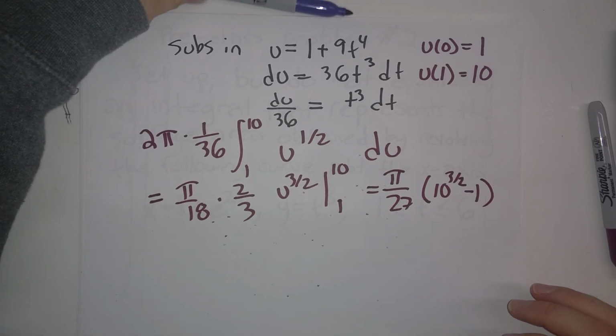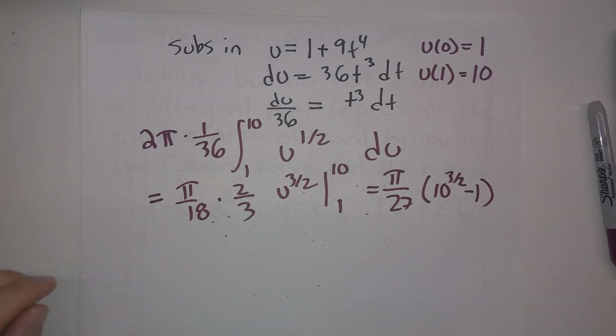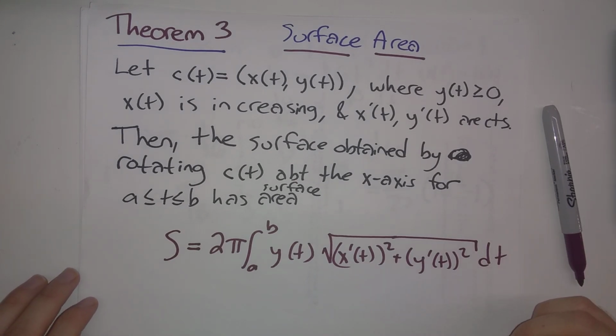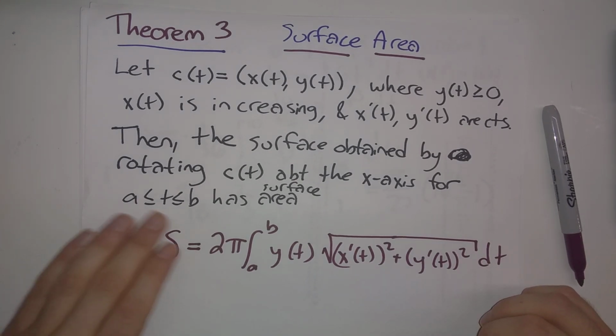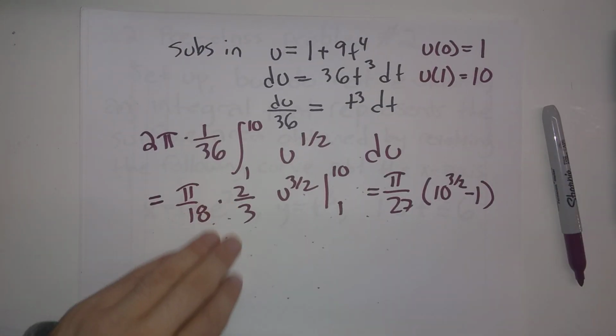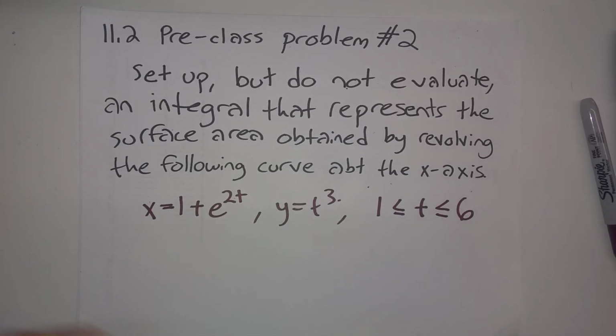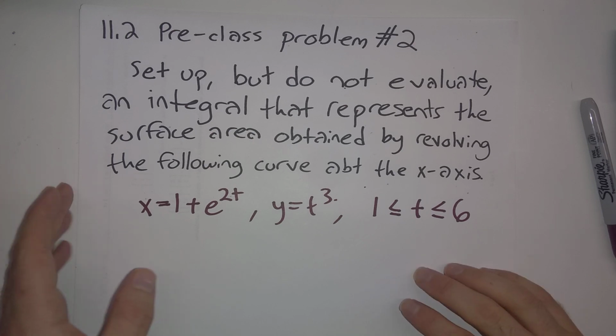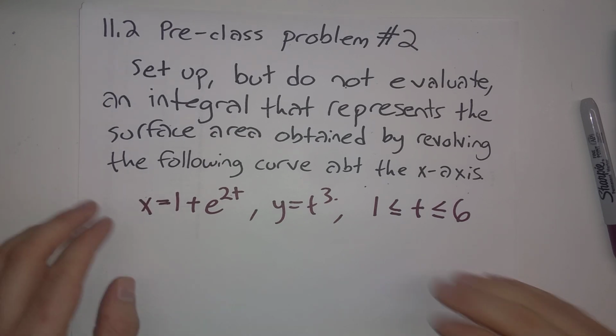Okay, so that is an example of calculating surface area when we revolve our parametrically defined curves about an axis. And let's end the section with our second pre-class problem. All I want you to do is set up; you don't have to evaluate. Just set up an integral to obtain the surface area that you get by revolving the following curve about the x-axis. x is 1 plus e to the 2t, and y is t cubed.